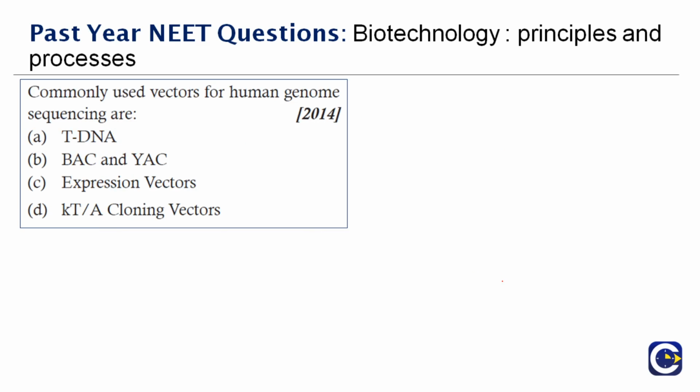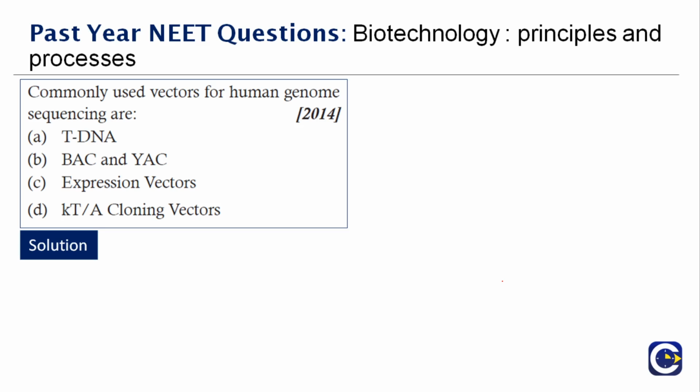Next question here. Commonly used vectors for genome sequencing is dash. Easy question, right? Human genome sequencing is a process that determines the complete DNA sequence of an organism.